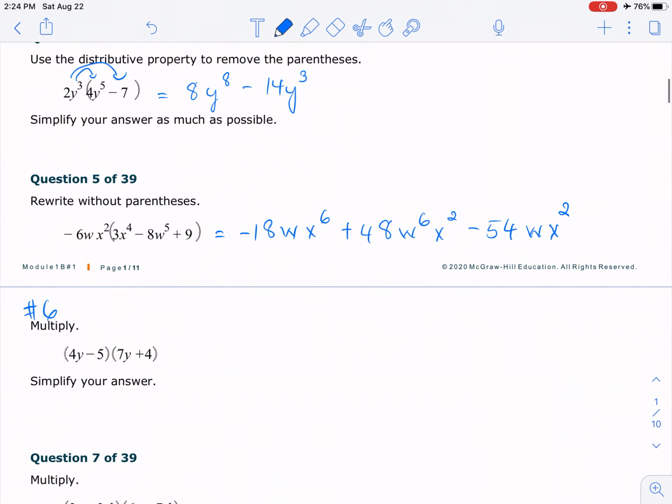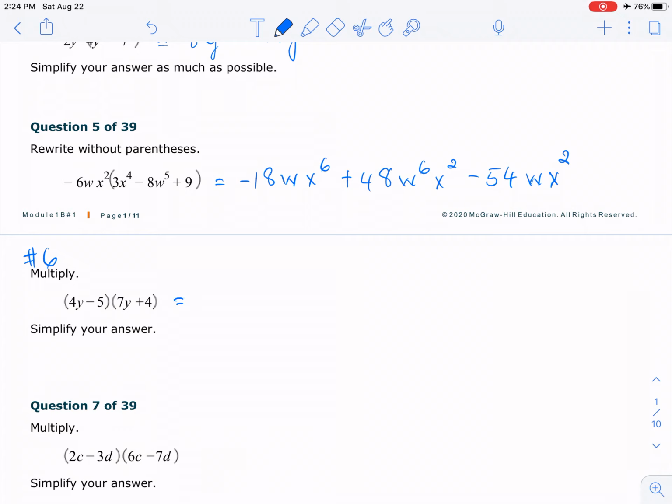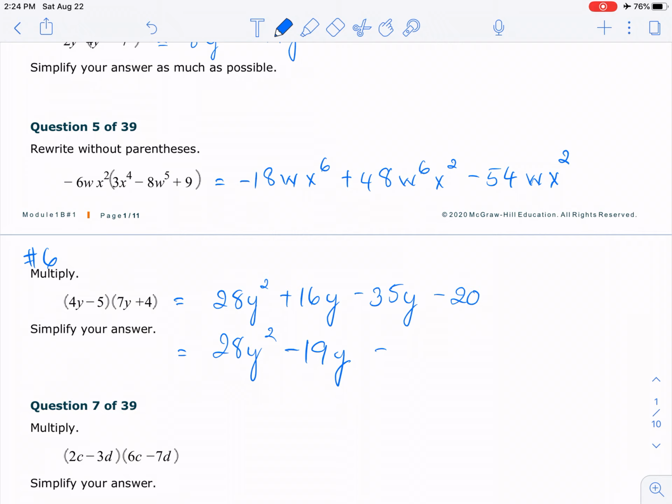Now, if you multiply binomials, hopefully you still remember we have to FOIL. Plus 16y minus 35y minus 20. So what I have is 28y squared minus 19y minus 20.